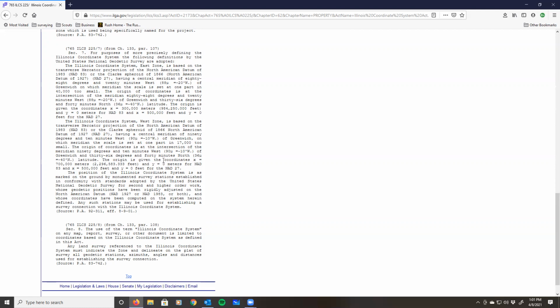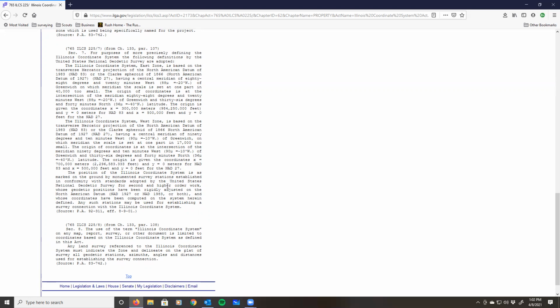The origin given the coordinates is x is 700,000 meters, which gives the distance in feet, and y is 0 meters from NAD 83. And if it's NAD 27, it says that the x value is 500,000 feet and y is 0 feet. So it gives the definition of both the 1927 as well as the NAD 83 datums.